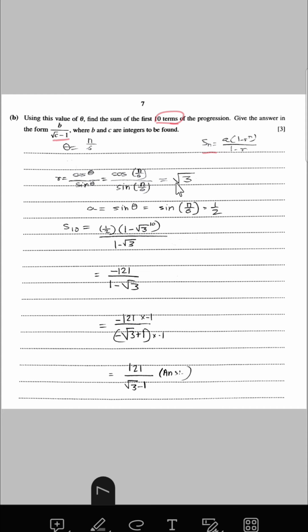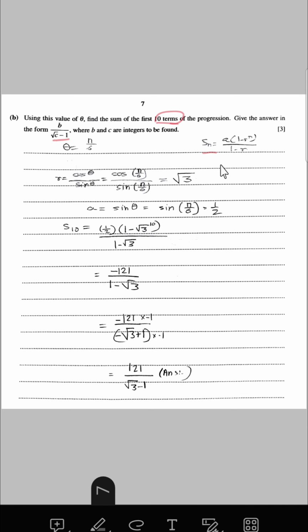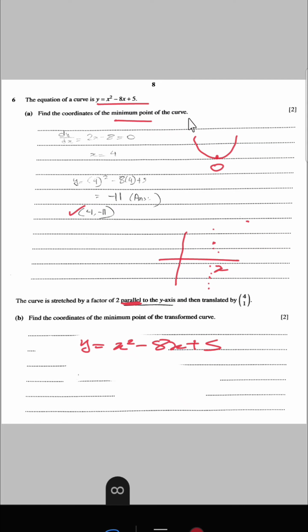As we know the value of r and we know the first term is sine theta, we place the value of theta in this equation to find the value of a. As we know the value of a and r, now we can use this formula S10 is equal to a in bracket 1 minus r to the power n by 1 minus r, and then solve it to find our final answer as given. In question number 6, part A, find the coordinates of the minimum point.